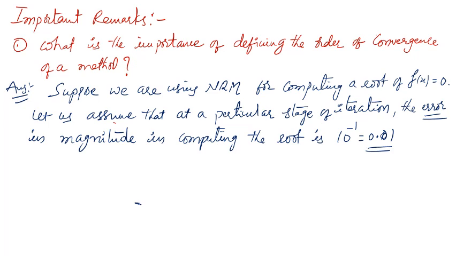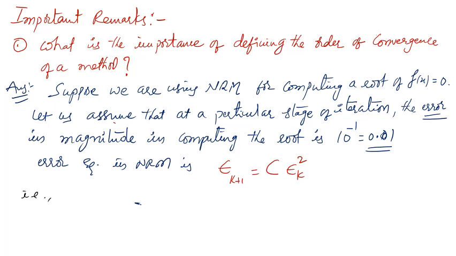Okay, next one, what we observe, what is the error formula, what is the error equation? Error equation in NRM is epsilon k plus 1 is equal to c into epsilon k square, second order convergence. I think you remember this, second order convergence. That is, in the first iteration, what is the error? 0.01. Now in the next iteration, what error may be?